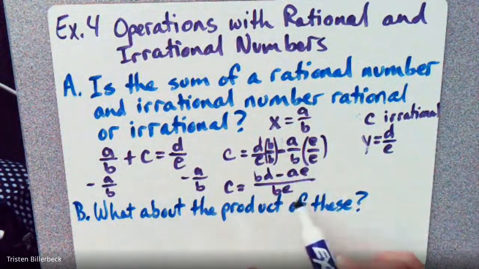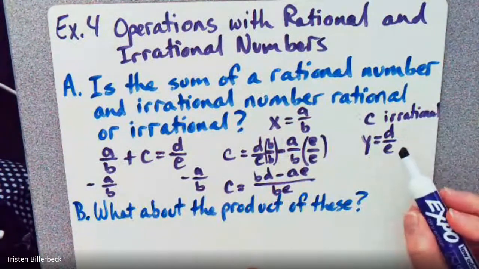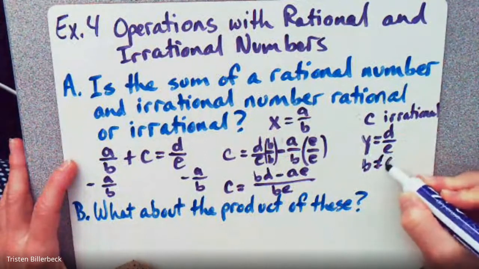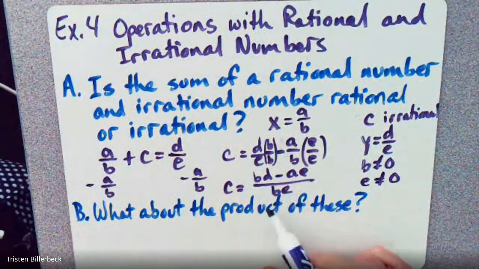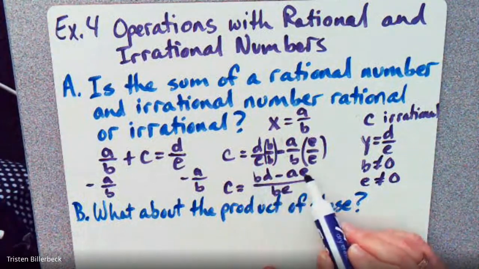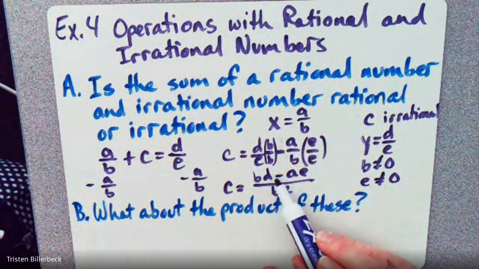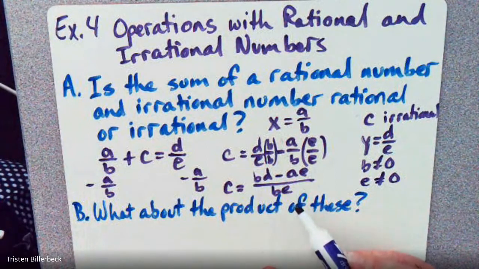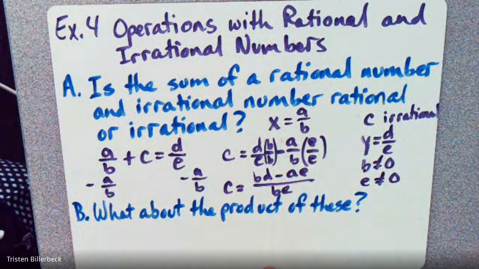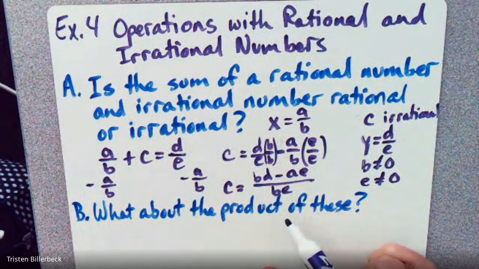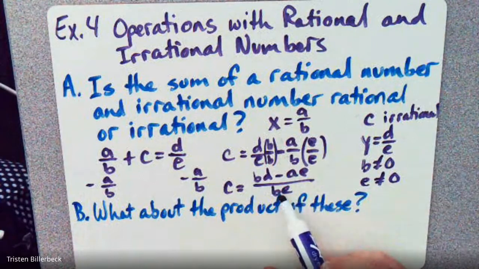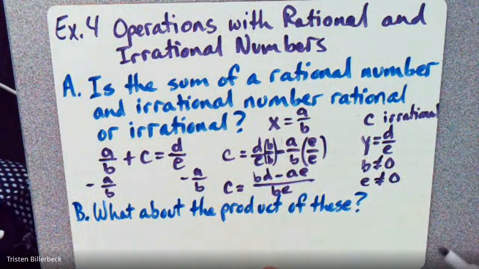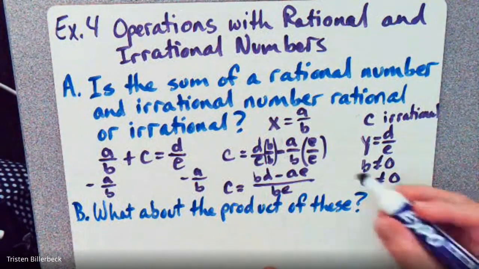Now if we remember that b, d, a, e, all of these are integers. And we do have to say a few things, that b can't equal zero and e can't equal zero. That's important. So we have the product of two integers, which is an integer, and the difference of two integers is also an integer, because integers could be negative, and adding a negative number is very similar to subtraction. Then it's divided by an integer, which is again the definition of rational. So in this situation, they would be rational.